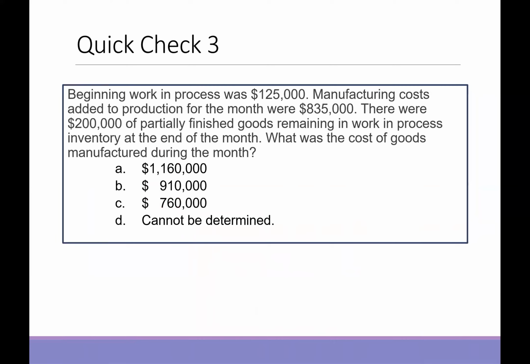Beginning work in process is 125,000. Manufacturing costs added to production for the month were 835. There were 200,000 of partially finished goods remaining in work in process inventory at the end of the month. What was the cost of goods manufactured during the month?